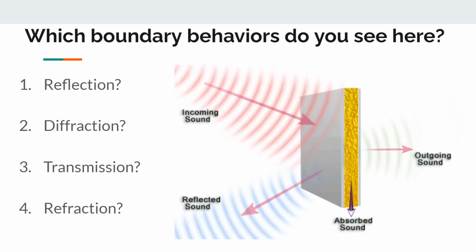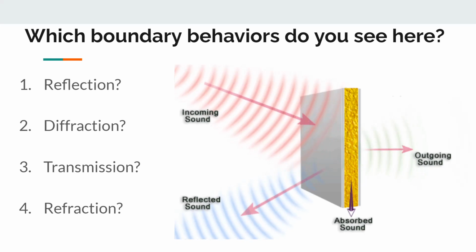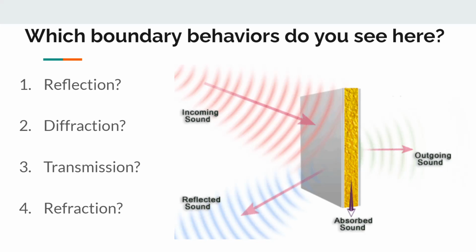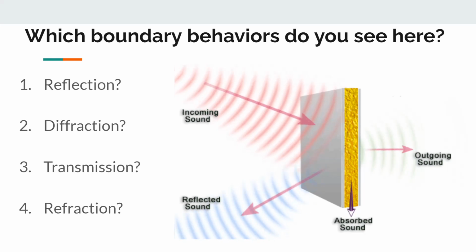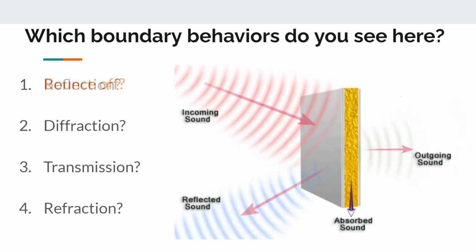All right, so I've talked very briefly about all of these, but let's go ahead and see if we can determine which boundary behaviors we see in each of these examples. This is the first example, and it says, do we see reflection? Now I'm going to, again, make it a little easier. Do you see a wave bouncing off? Yes. Okay, so we have reflection.